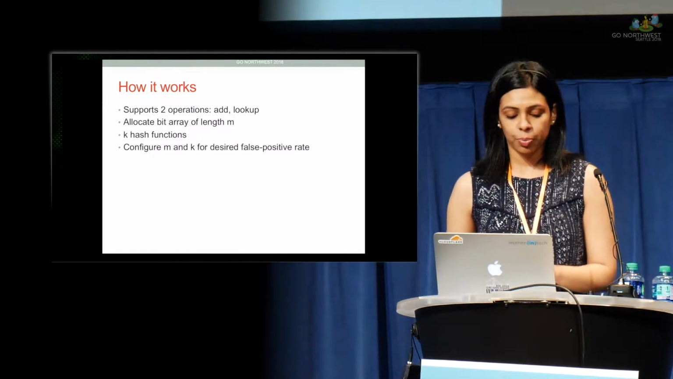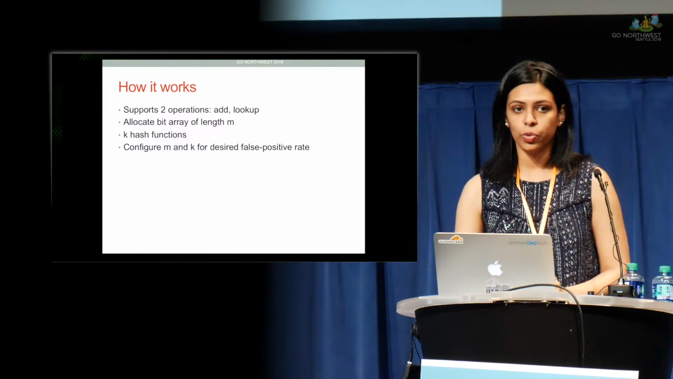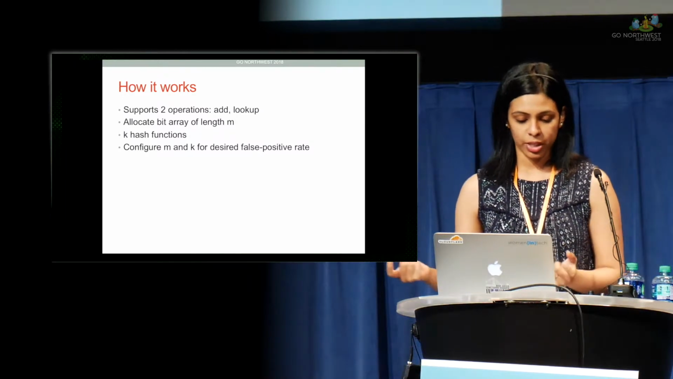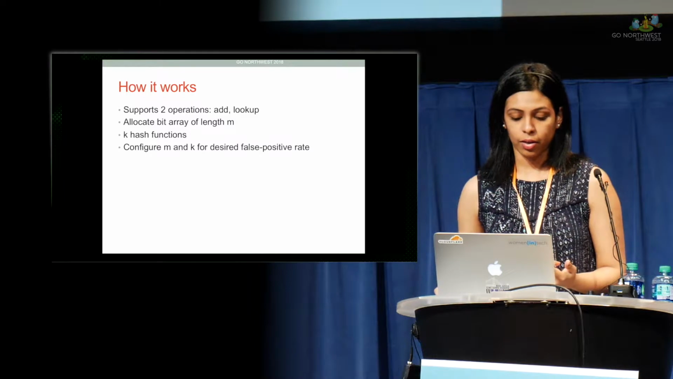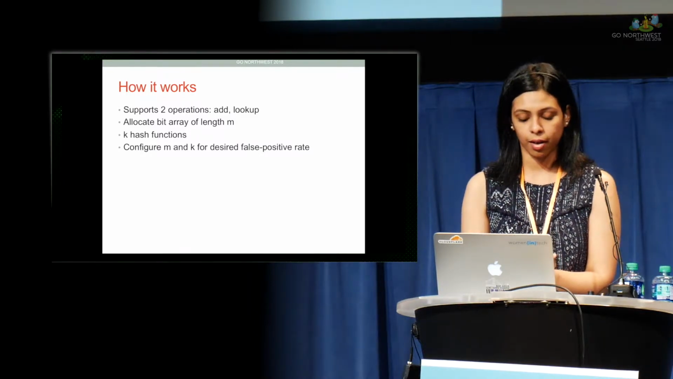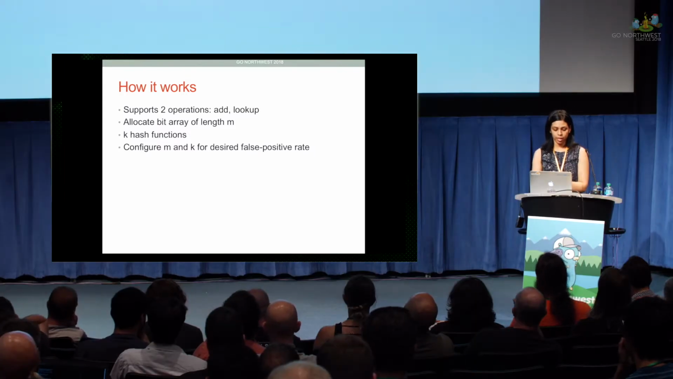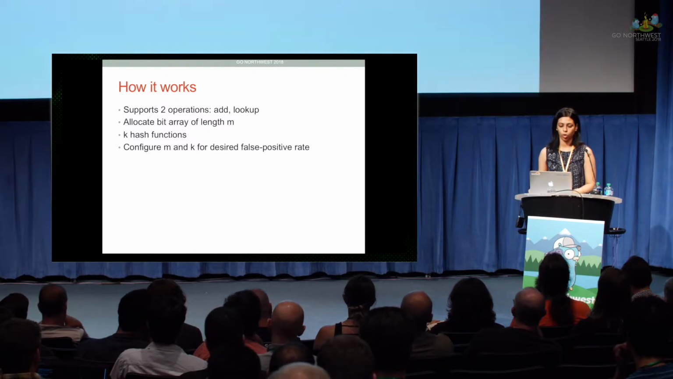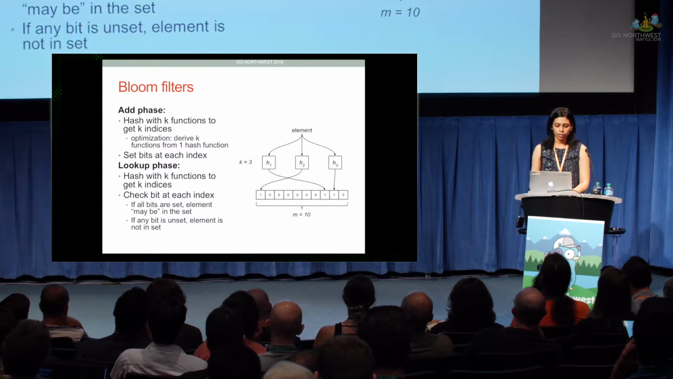So you typically allocate a bit array of length m, and you use k hash functions. These are all configurable, the length of the bit array as well as the number of hash functions you want to compute. You have to configure them for your desired false positive rate. If the size of the bit array is large, and if you use more hash functions, then it's going to be more accurate.